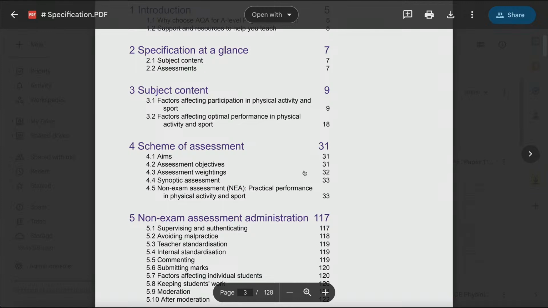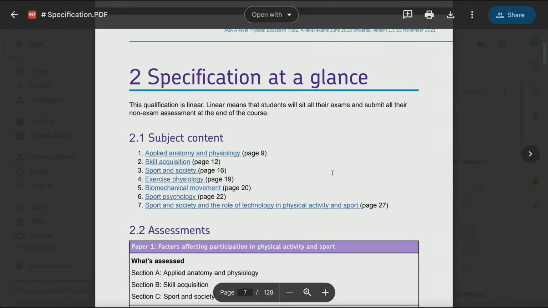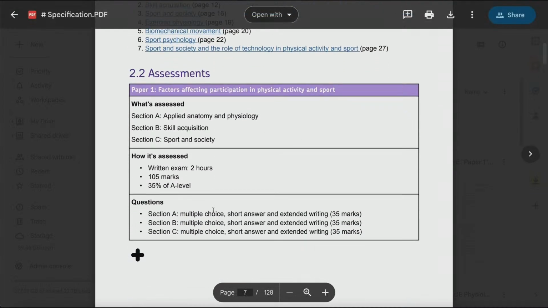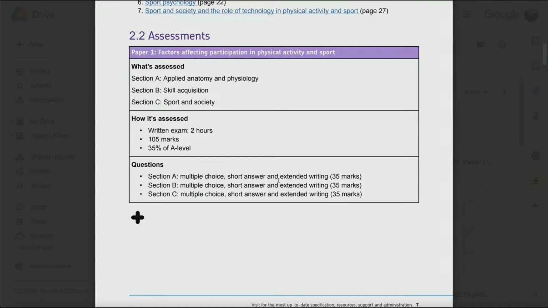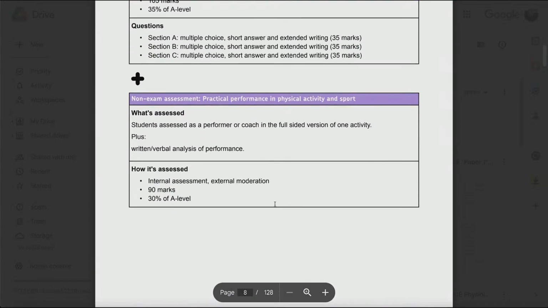If I go here to the assessments, I can see pretty coherently what is going to be expected of my students. I'm seeing here that they're doing multiple choice, short answer and extended writing, same in paper 2. I can see here that they are doing written and verbal analysis of performance. They are assessed as a performer or coach. I can build that skill set into the plan of my course, and I'm going to come back to that in a few moments' time.